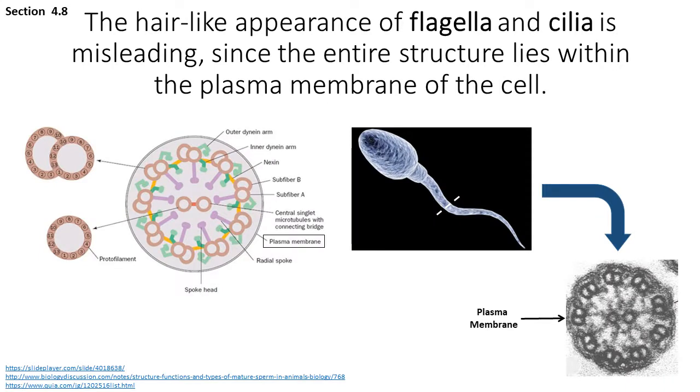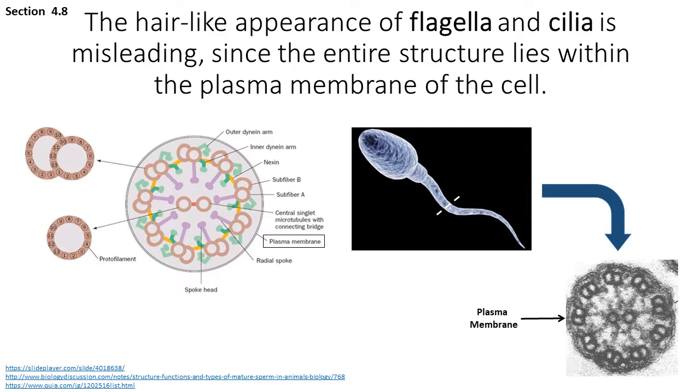The hair-like appearance of flagella or cilia can be misleading since the entire structure lies within the plasma membrane of the cell. The plasma membrane here just extends to cover the flagella or the cilia. A cross-section through this shows the same structure that we were looking at before, the axoneme, that is made up of microtubules.